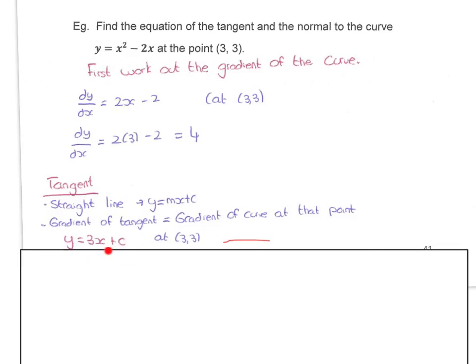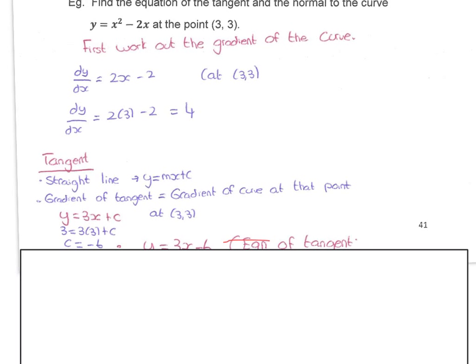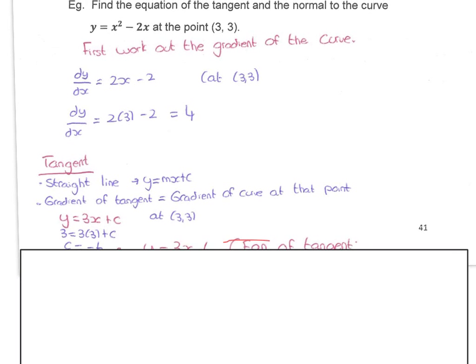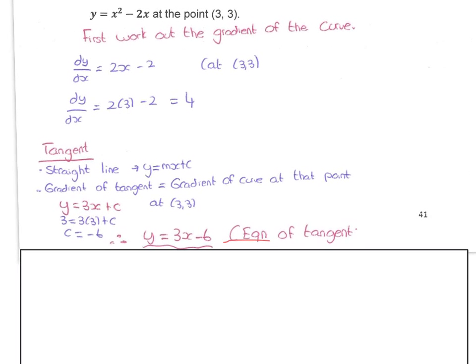Okay, to find c then, the y-intercept, all we're going to use is the coordinate we've been given. So we want the equation of the tangent at the point 3, 3. So x equals 3 and y equals 3. Let's substitute that into our equation for a straight line. And we end up getting c to be minus 9. So filling that into the general format, we get our equation of the tangent to be y equals 4x minus 9.